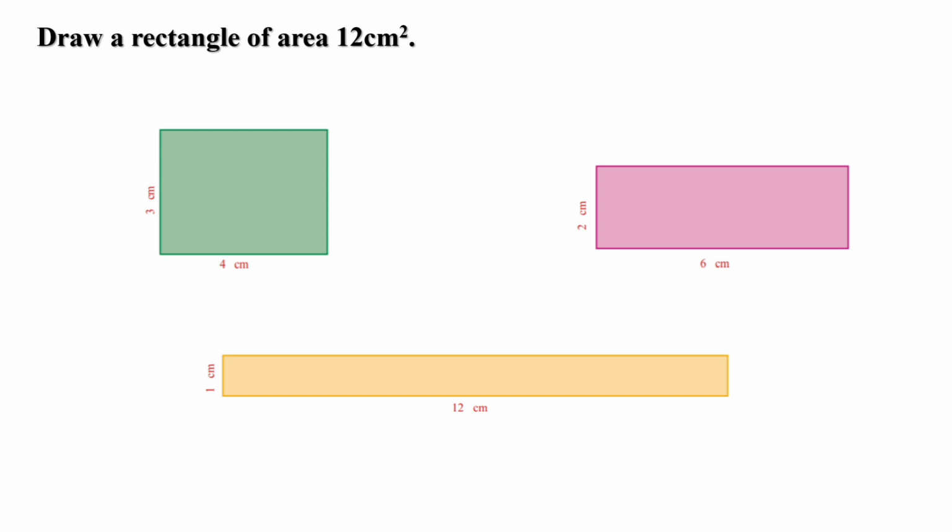Let us check. We know area of a rectangle is length into breadth. So find out two numbers in such a way that their product is 12. Taking all those numbers as sides, we can draw a lot of rectangles with area 12 centimeter square. For example, 12 into 1 is 12, 6 into 2 is 12, 3 into 4 is 12. Again, you can take decimals and fractions. Half into 24 is 12, 1 by 4 into 48 is 12. So you can draw a lot of rectangles with area 12 centimeter square.